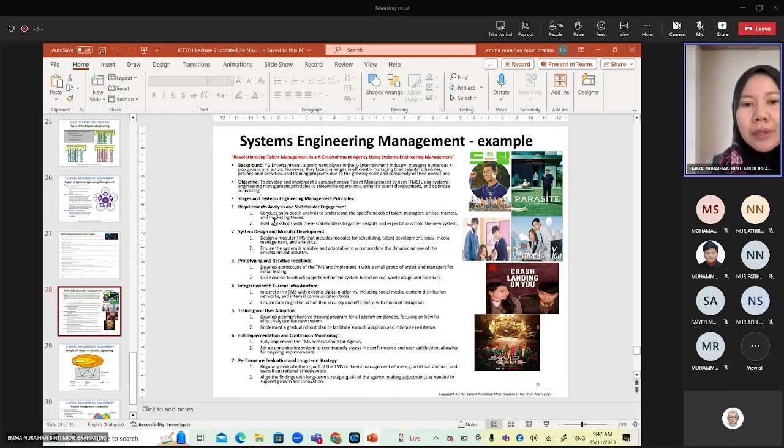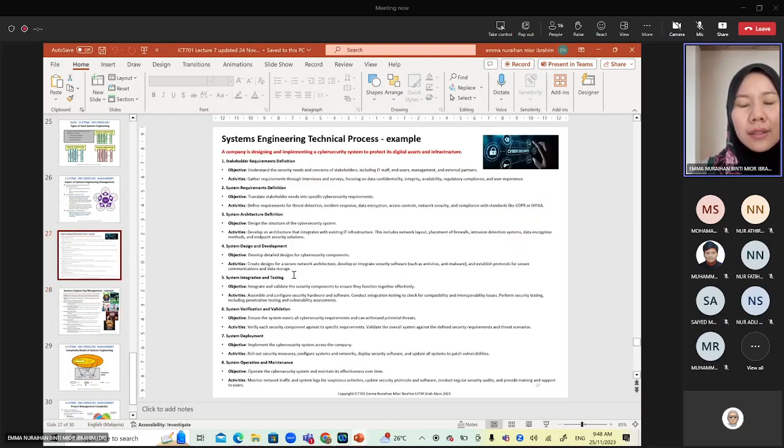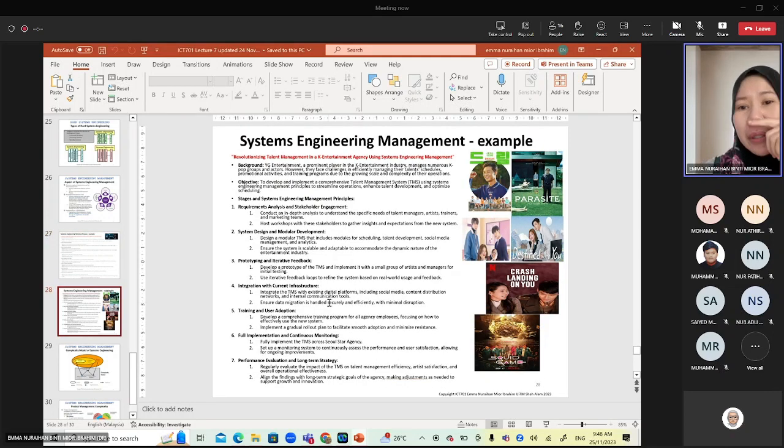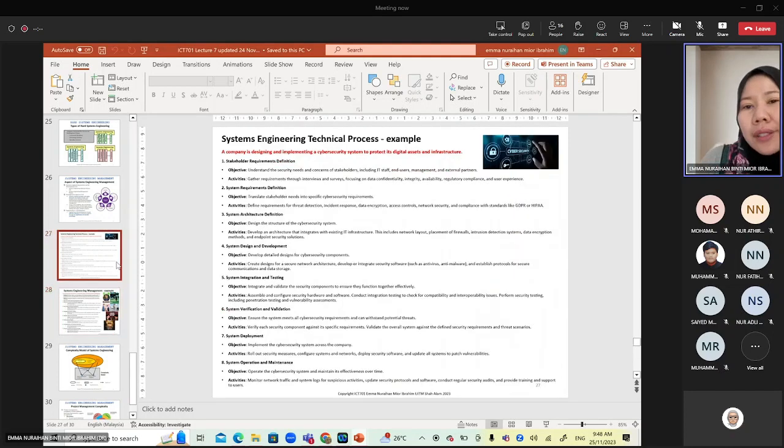These are what people call activities. What makes it different? Training and user adoption, continuous monitoring, performance evaluation, long-term strategy. Is it the same as the technicality? It's not the same, because this is more about managing people. This is more about tools development. Technicality, maybe you look at the process.